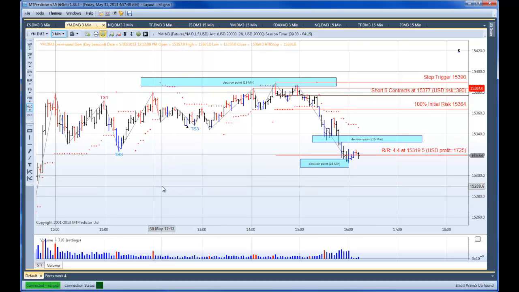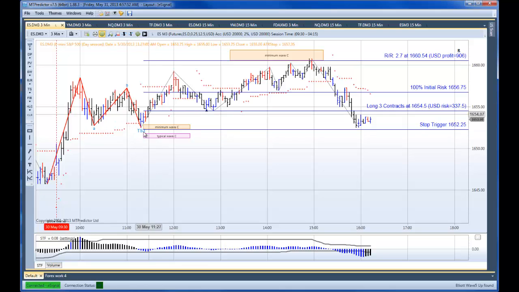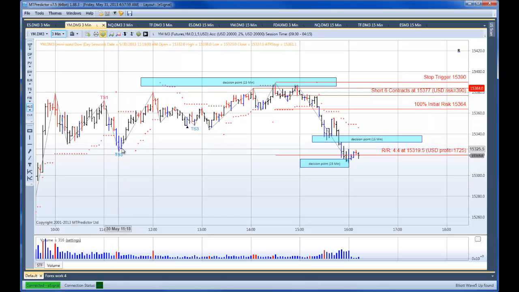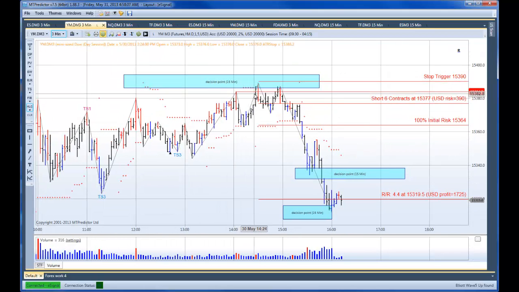So a couple of good things for your MTPredictor users yesterday. First and foremost, a lovely standard trade on the ES, going right up into the high of the day. And secondly, we talked about how to manage the long trade on the YM if you were long of that, taking into account the 15-minute resistance, and then also how you could have had a lovely VSA sell setup here based on this MTPredictor VSA setup. So some good trades were available for MTPredictor customers yesterday on the US minis.